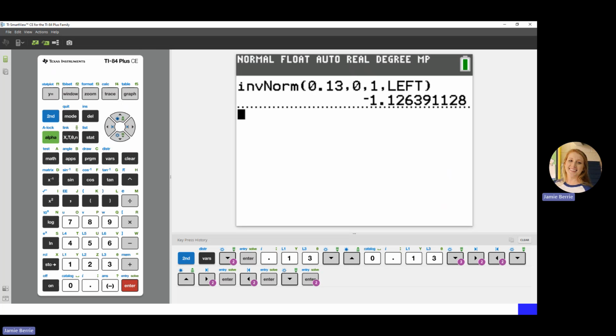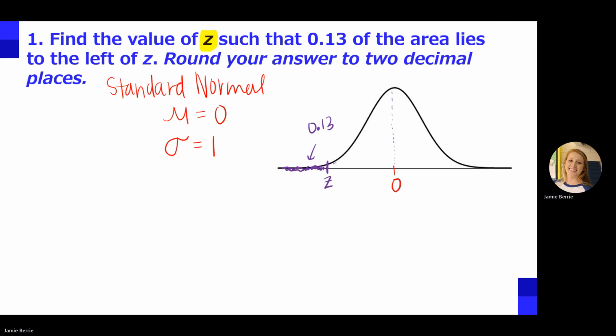We'll do 2 decimal places on these, negative 1.13. So we're saying that our z value here, let me switch to a pen, our z value is negative 1.13. Now, when I see this value, I think that makes sense because this number was to the left of 0, so I'm expecting it to be negative.